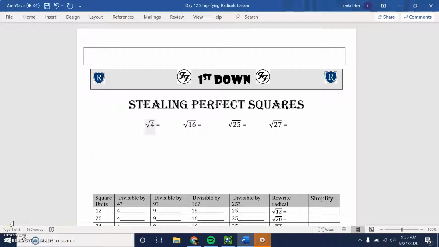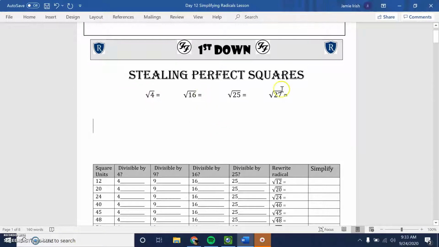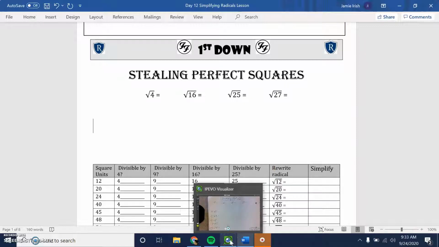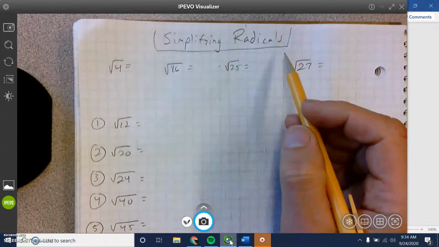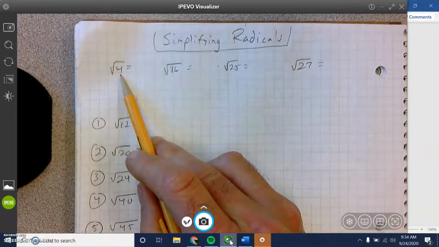Yeah, so today we're going to simplify radicals by stealing perfect squares. Okay, so we have this right here, so copy these down. Let's see if we can answer these, shall we? So on the top, pause the video, copy these down if you need. Simplifying radicals today. So why are we simplifying radicals?